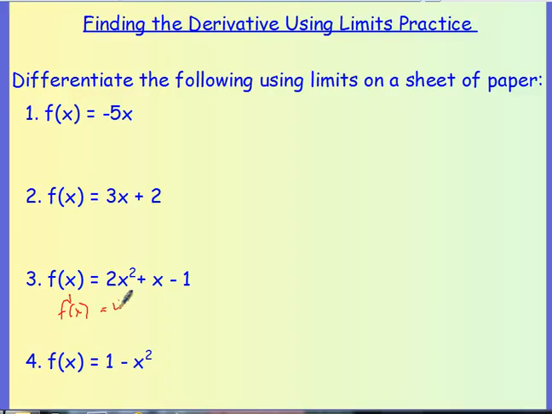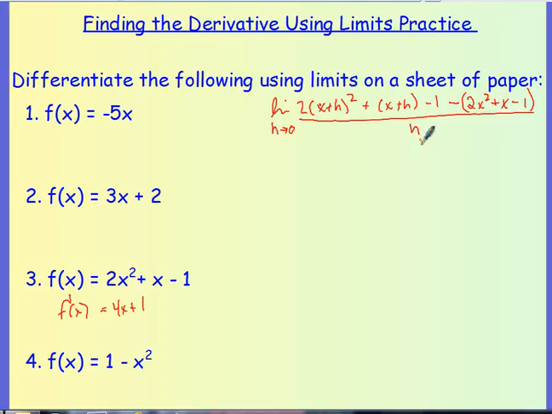So it's going to be 4x plus 1, correct? That's your final answer? When I do it over here, it's going to be the limit as h approaches 0 of 2 times x plus h squared plus x plus h minus 1, minus 2x squared plus x minus 1. Now notice I put it in parentheses, and it's all over h. Y'all with me? My guess is you messed up here. What do you do first? You have to do the exponent first. Why? PEMDAS. So do not distribute that 2 until after you've squared.